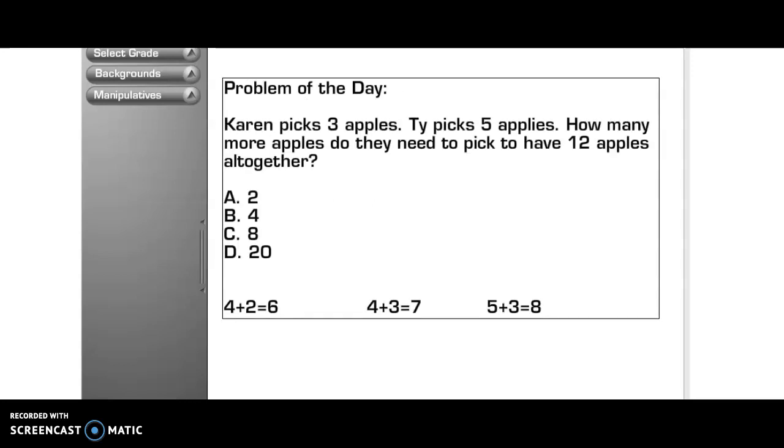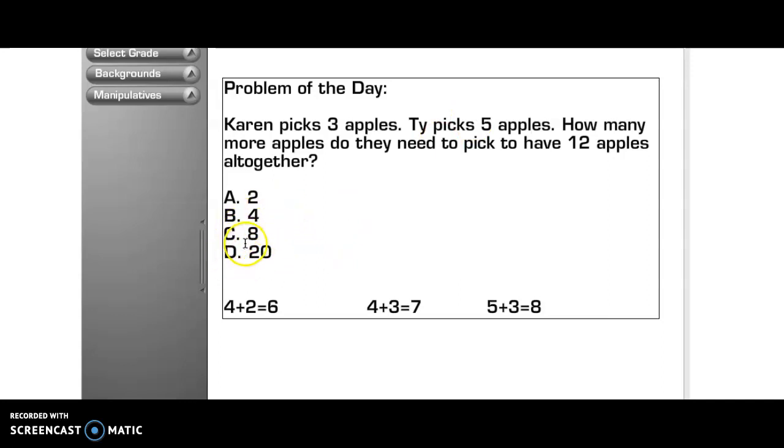Our first problem of the day is: Karen picks 3 apples. Ty picks 5 apples. How many more apples do they need to pick to have 12 apples altogether? So I see the numbers 3 and 5 and 12. So I have 3 numbers. That clues me in, telling me that this is probably going to be a 2-step word problem. I also know that the last word, altogether, is here, so that means that I probably need to add. So Karen has 3 and Ty has 5. So when I put those two together, 3 plus 5, that equals 8.